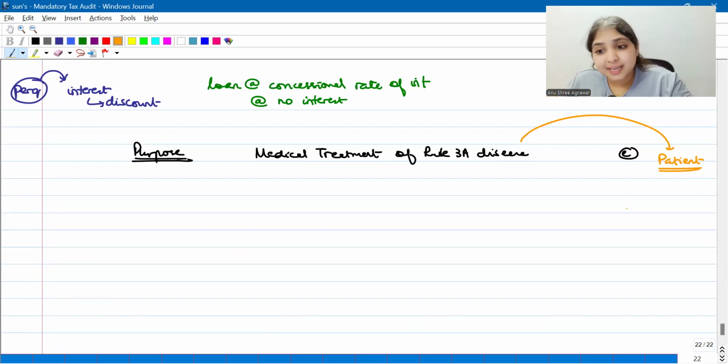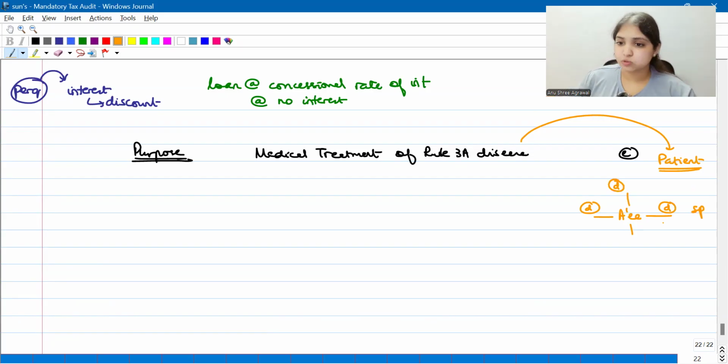The patient can be either the assessee himself, or the assessee's dependent brothers or sisters, or the assessee's children, or the assessee's dependent parents, or the assessee's spouse. Okay, so if any of them are suffering from Rule 3A disease, for that medical treatment, if the employer has given a loan at a concessional rate of interest or at no interest, the perquisite is going to be fully exempt. Doesn't matter what the amount is, it's going to be fully exempt.